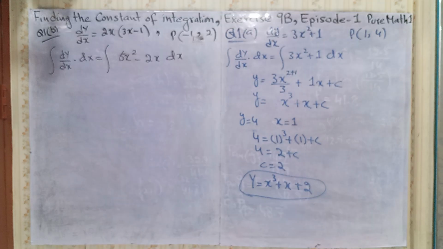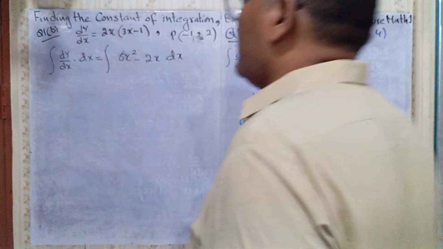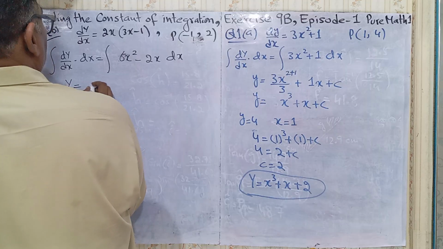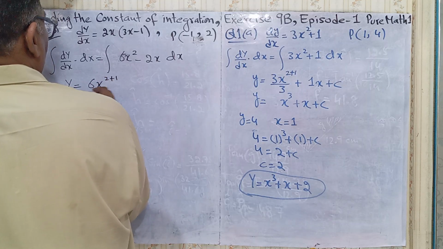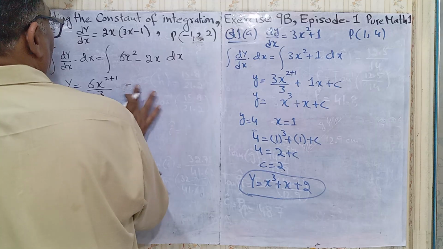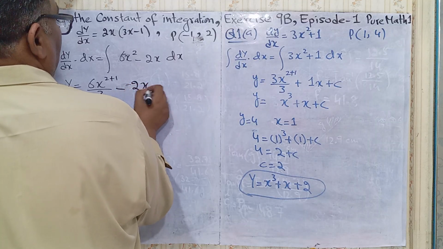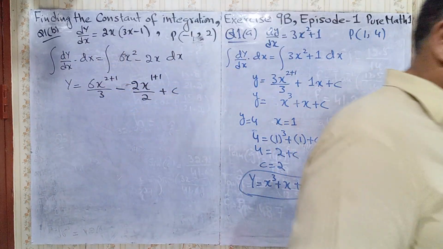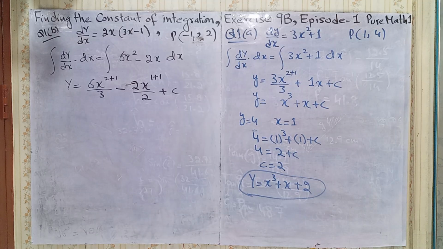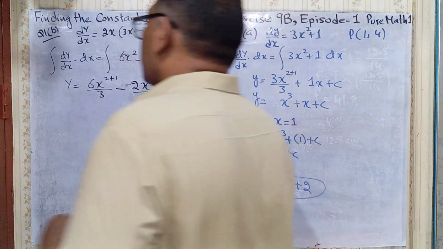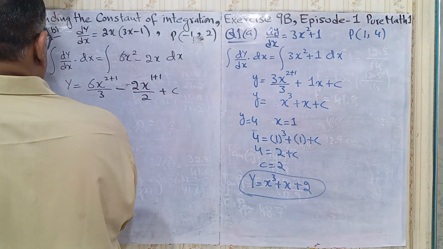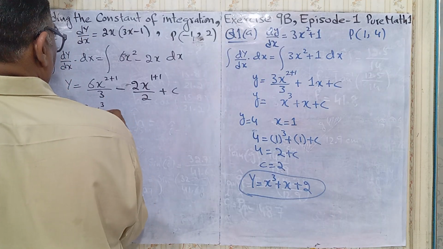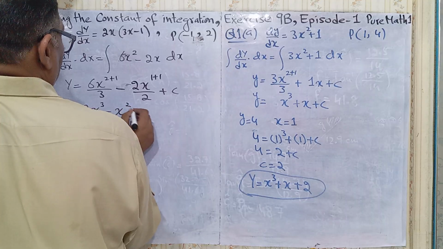I'm going to integrate that, and this becomes y equals 6x raised to power 2 plus 1 divided by 3, then minus 2x raised to power 1 plus 1 divided by 2, plus c. Whenever you integrate, you increase the power by 1, and whatever that power becomes, you divide that term by the same number. So you have y equals 2x cubed minus x squared plus c.